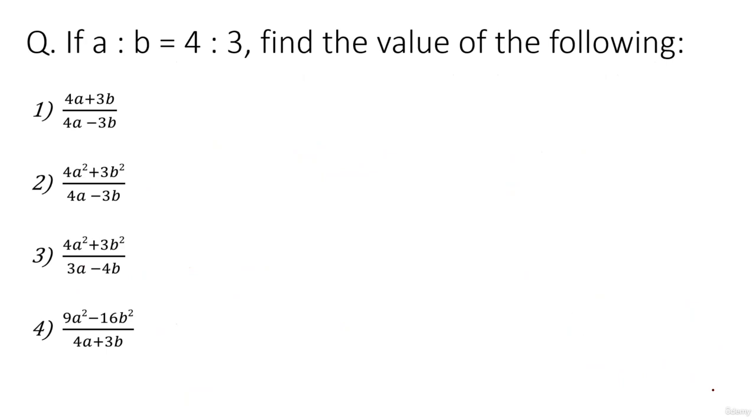All right, so let's go on to the next question. The next question is actually a set of questions, and we'll discuss them now step by step. The main chunk of the question says, if A is to B is 4 is to 3, find the value of the following. Now I want you to pause the video for a few seconds, or at least 1 or 2 minutes, and try to figure out the answers for all these questions. Then we will discuss.